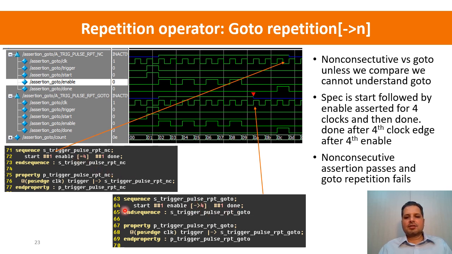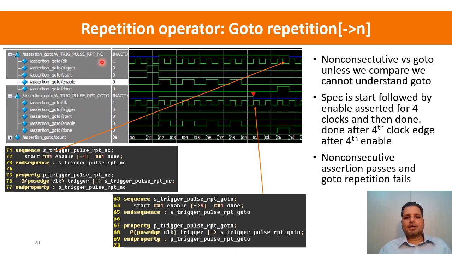So we say start, and then we say the go to repetition, and then say done, and so this is repetition go to, and then this is repetition non-consecutive. So the names are indicative. And now let's look at the waveform.